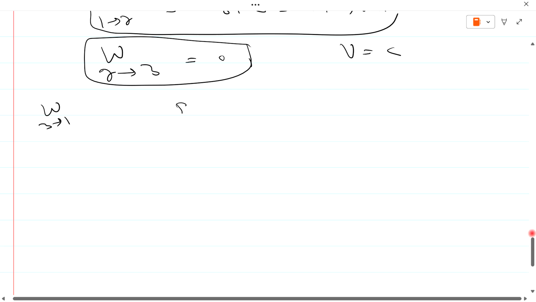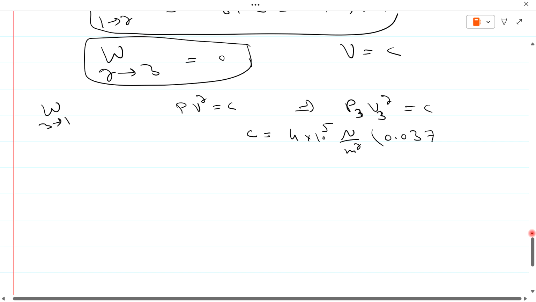The third process is according to PV square is equal to C. So P1 V1 square is equal to C. Putting values, C is equal to P3 V3 square, because this is the third process. So the value of P3 is 4 bar, 4 multiplied by 10 power 5 Newton per square meter, and the value of V3 is 0.0376 square.